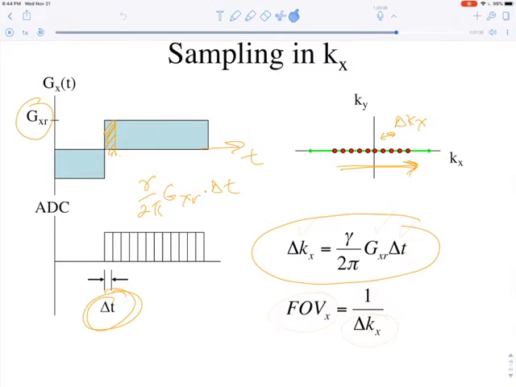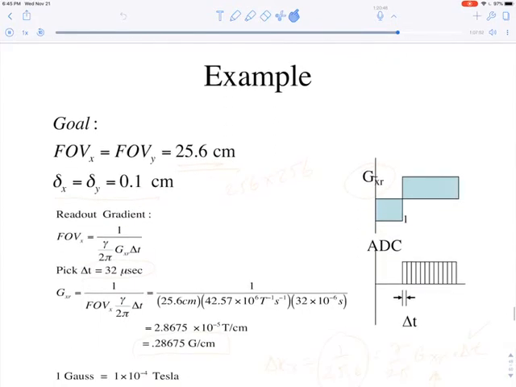And if I know the FOV, I can figure out what delta kx is. So then I know delta kx, and I can solve for either Gxr or delta t. I'm usually given one or the other, or there might be constraints, but I certainly have enough information to solve for that. Okay, so let's look at an example of that.